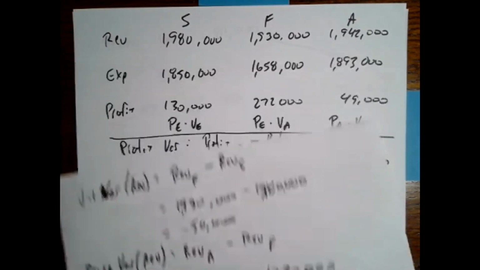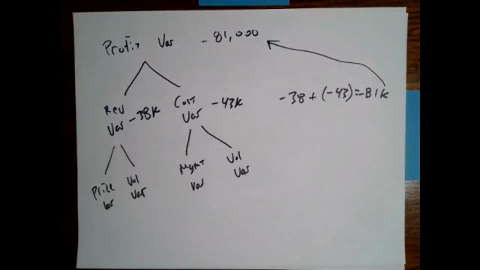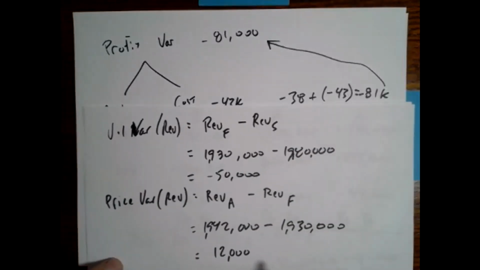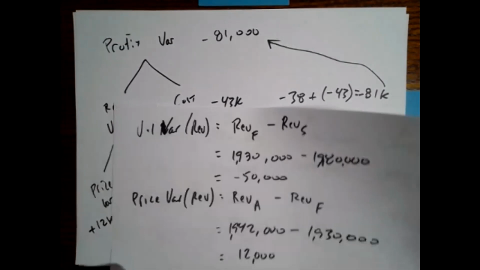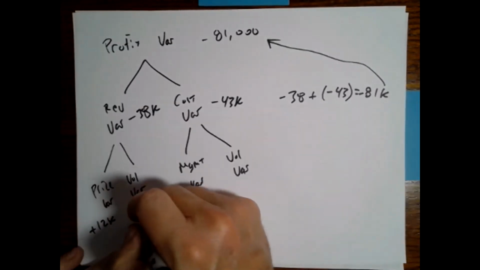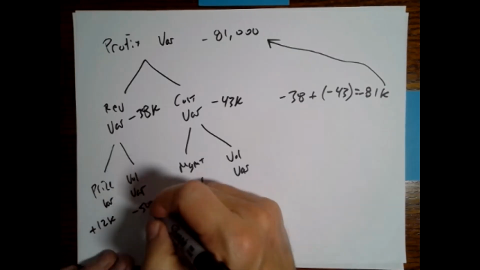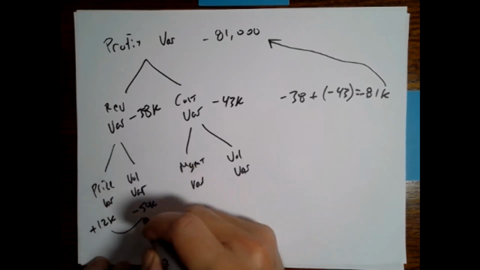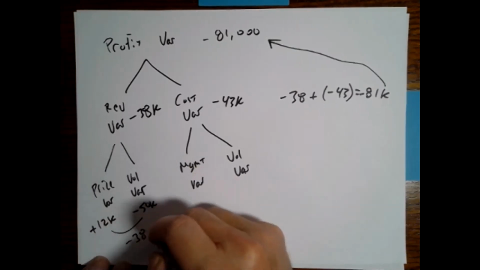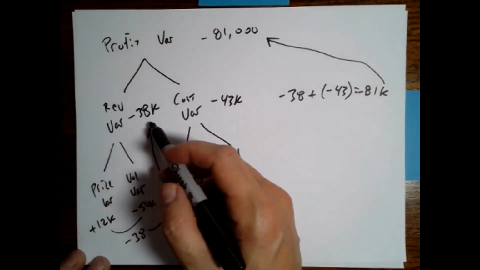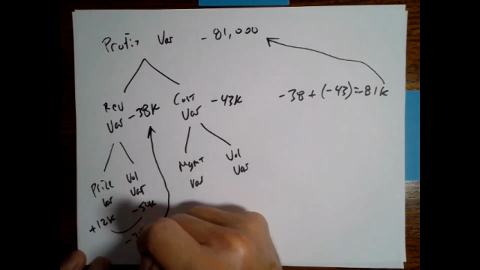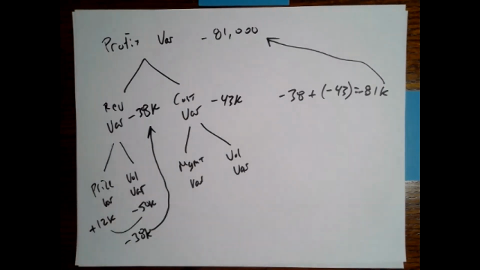Now we can go back to our table. Price variance then is 12,000, so plus 12K. Volume variance is minus 50K. If we add these two together, plus 12 and minus 50, we get minus 38, which matches up to our parent variance, which in this case is the revenue variance. So we know we did this correctly, or at least we're close. So that is part C.